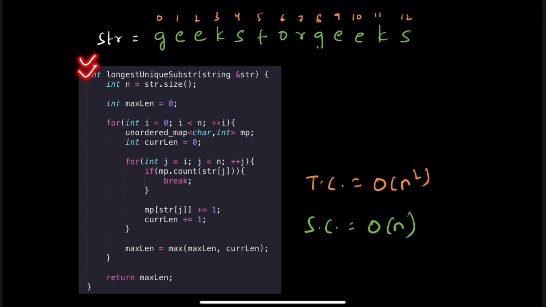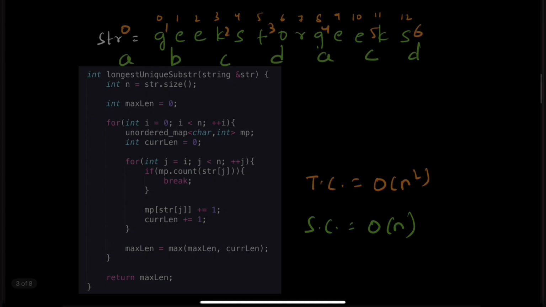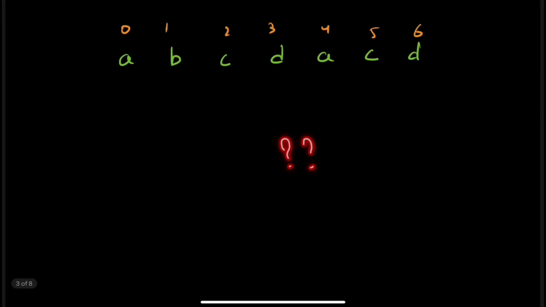Now, if you try to submit this problem, the solution gets accepted, right? Because we already saw in the constraints that the worst case time complexity can go till order of n square, right? So it is exactly order of n square. So the solution gets accepted. But can we further optimize this solution? Now, how can we optimize the time complexity? Now, what was going wrong with our brute force approach? If we look at this example, it will get much more clear.